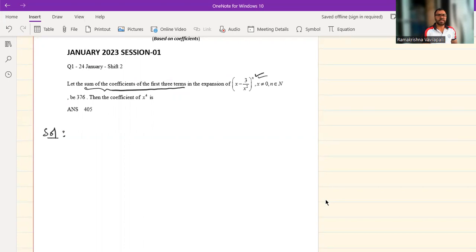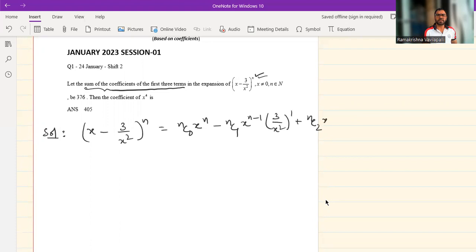So the first term is nC0, sum of coefficients. I'll write (x - 3/x^2)^n equal to nC0 x^n - nC1 x^(n-1) (3/x^2)^1 + nC2 x^(n-2) (3/x^2)^2 minus, and so on.